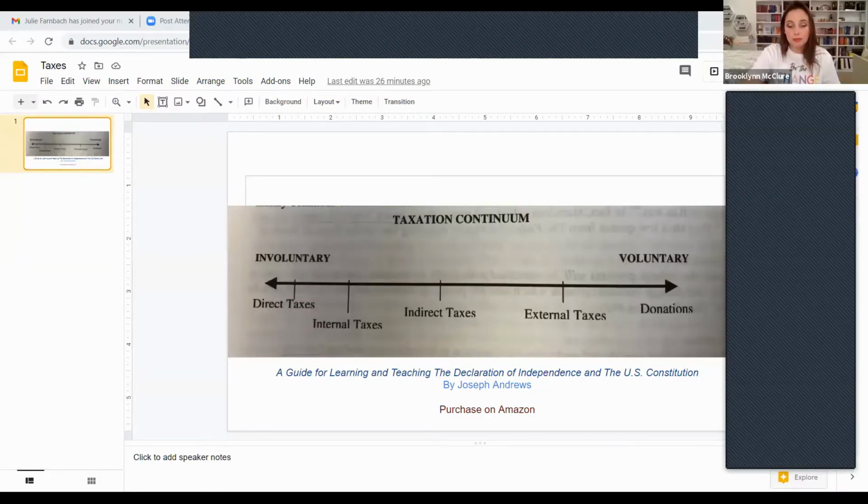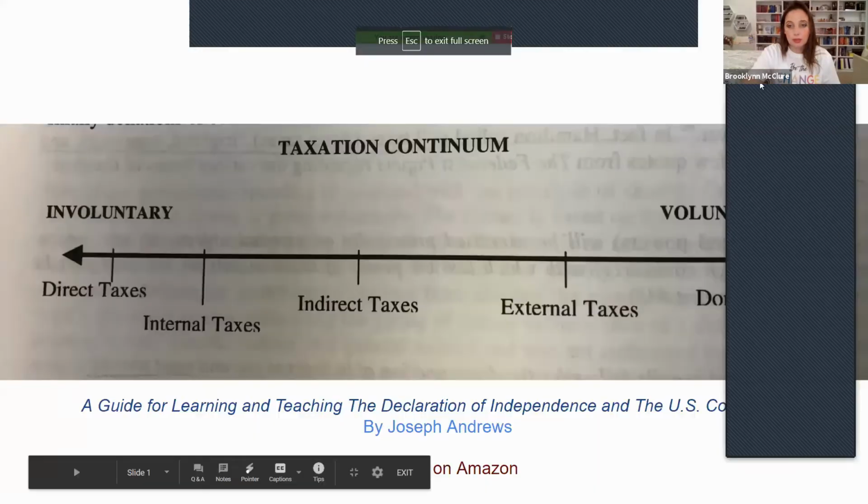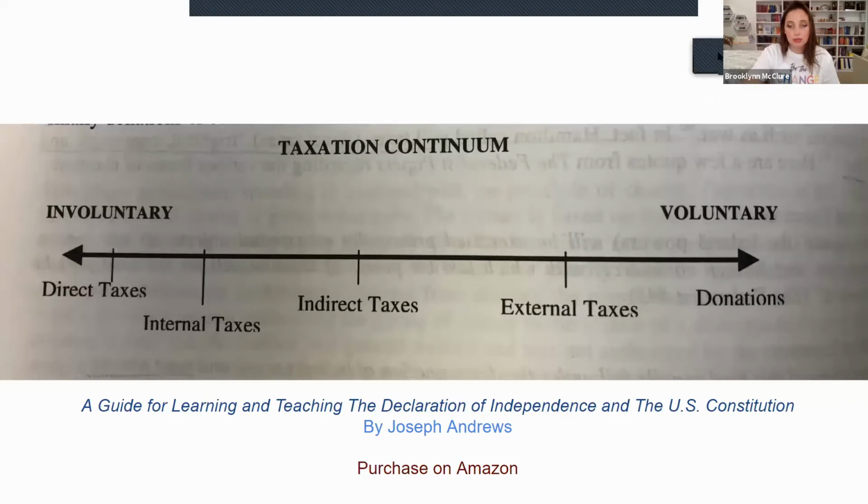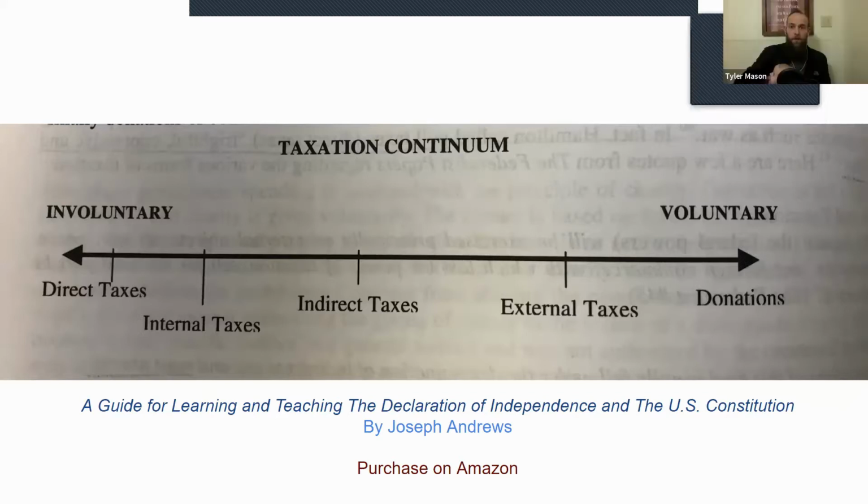So I'm going to share my screen because I wanted to bring up this image. Can you all see that? Can you see the image? Yes. Okay, good.